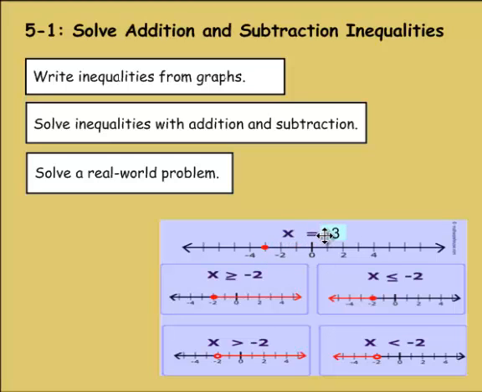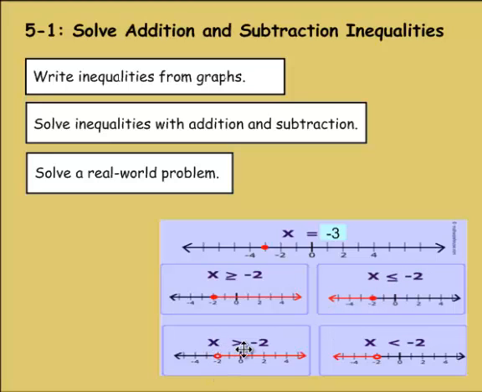If x equals negative 3, x is always going to be negative 3 and nothing else. Inequalities, however, have more than one solution. For example, if you look at x is greater than or equal to negative 2, x could equal negative 2 or anything that is greater than that. So negative 1 would be a solution, as would 3 or 4.5 or anything above negative 2. X is less than or equal to negative 2, same thing. It could be negative 2 or anything that is less than that.